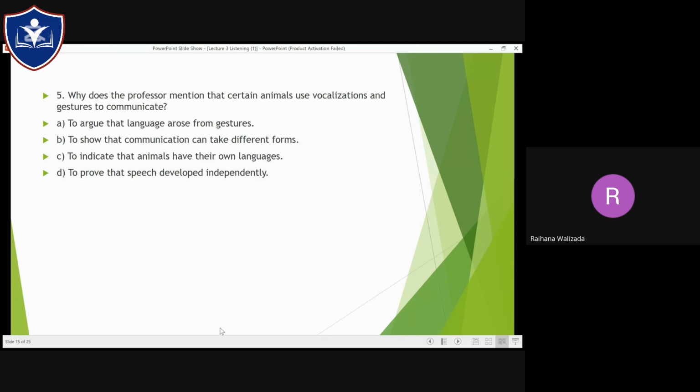Now, the next question is this. Why does the professor mention that certain animals use vocalizations and gestures to communicate? A, to argue that language arose from gestures. B, to show that communication can take different forms. C, to indicate that animals have their own languages. D, to prove that speech developed independently.